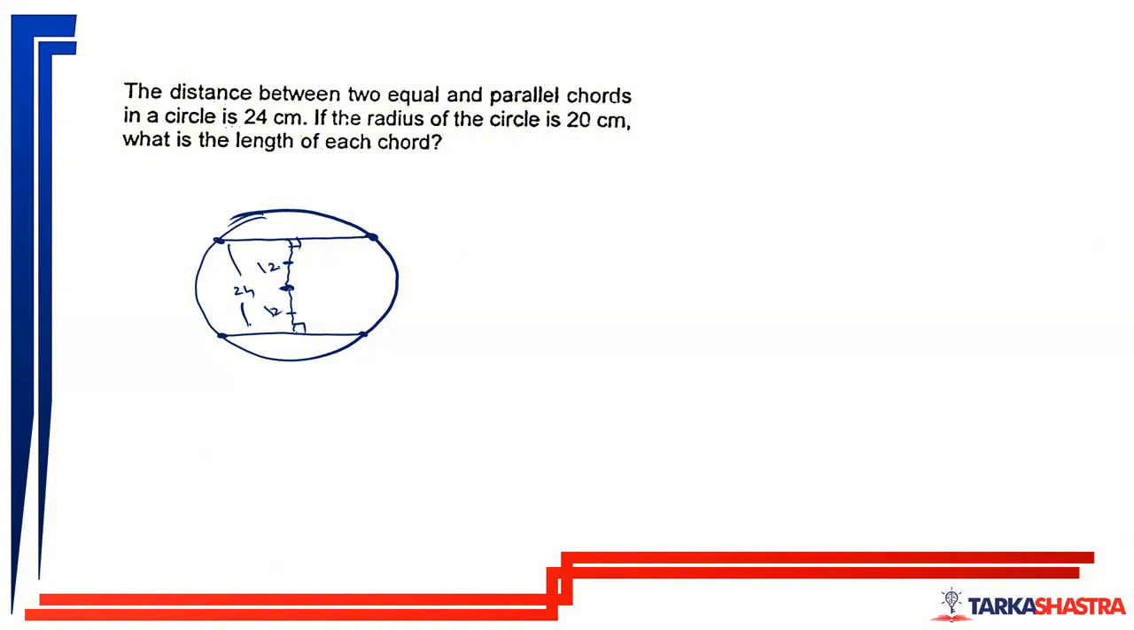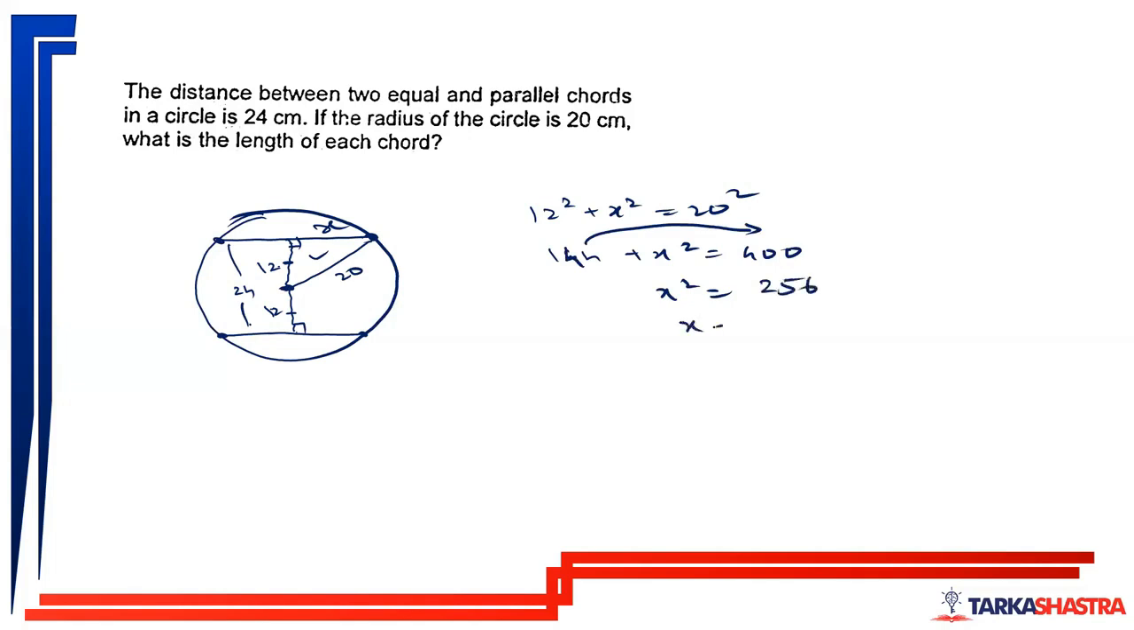If the radius of the circle is 20, what is the length of each chord? Let us say this is x. Now 12 square plus x square is equal to 20 square, applying Pythagoras theorem on this. Which is 144 plus x square is equal to 400. So x square is 256, which is x is equal to 16.